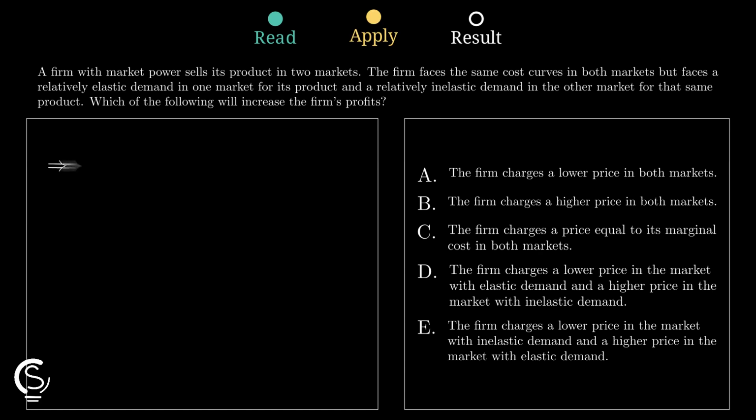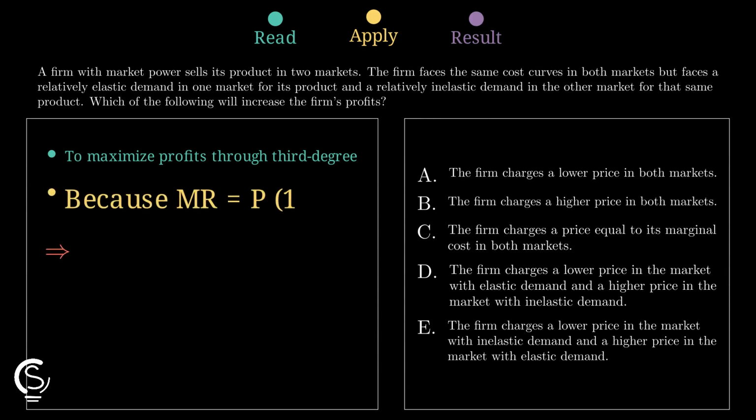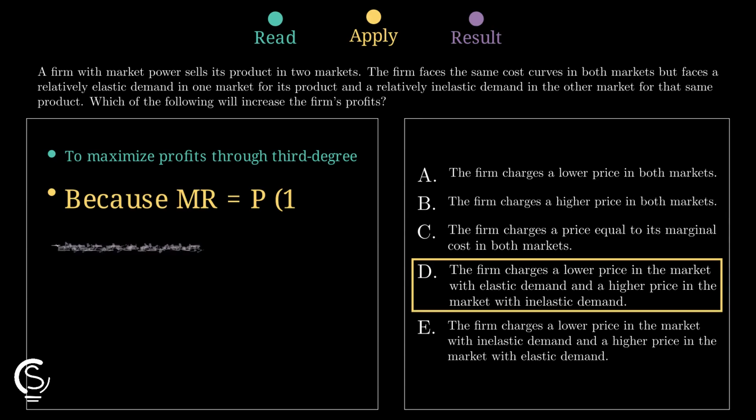Here's the key idea. With the same costs in both markets, the firm sets output where marginal revenue matches marginal cost, so less elastic demand supports a higher price. That means the elastic market gets the lower price, while the inelastic market gets the higher price, and that pricing pattern maximizes profit here.